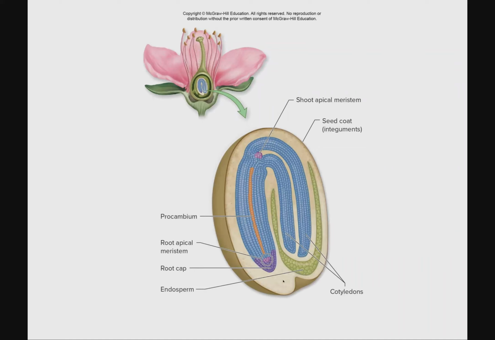Now, we can actually physically look at the structure of a seed developing. So we have the overall seed coat here on the outside, which is also called the integuments. Now we have the overall structure, right? We have the embryo here in blue. Now there are a few structures to the embryo here. The first is the root apical meristem, which we've already discussed, and the root cap. Then we have the procambrium, which again we've already discussed. And then we have the shoot apical meristem.